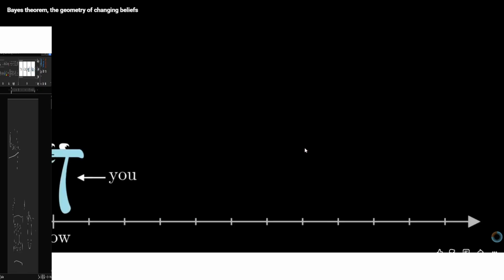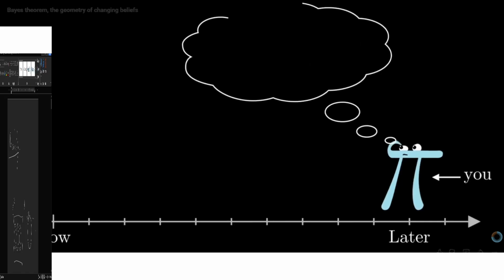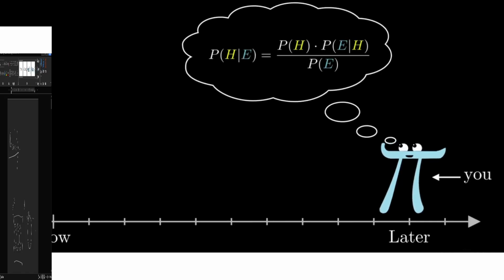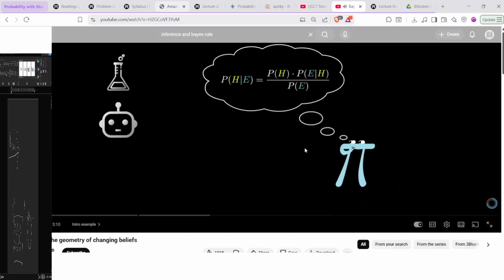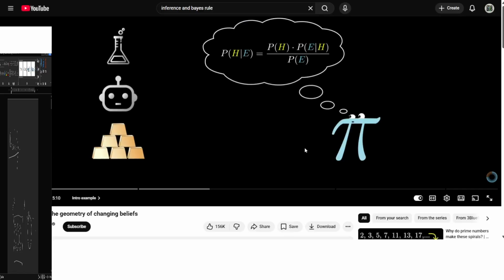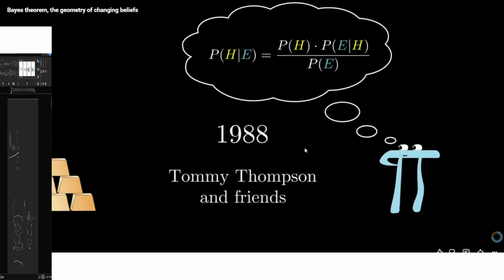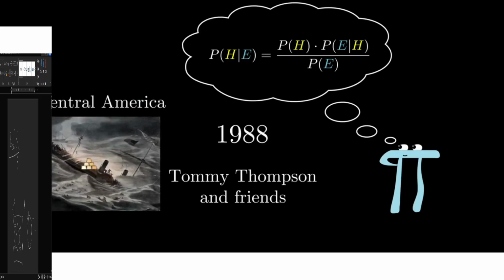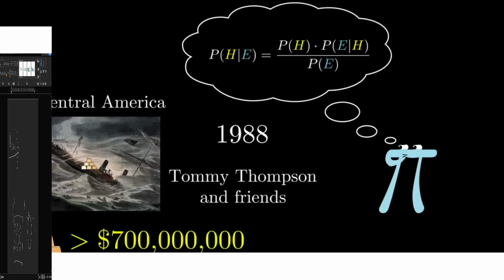The goal is for you to come away from this video understanding one of the most important formulas in all of probability, Bayes' theorem. This formula is central to scientific discovery. It's a core tool in machine learning and AI, and it's even been used for treasure hunting. When, in the 1980s, a small team led by Tommy Thompson, and I'm not making up that name, used Bayesian search tactics to help uncover a ship that had sunk a century and a half earlier, and the ship was carrying what, in today's terms, amounts to $700 million worth of gold.